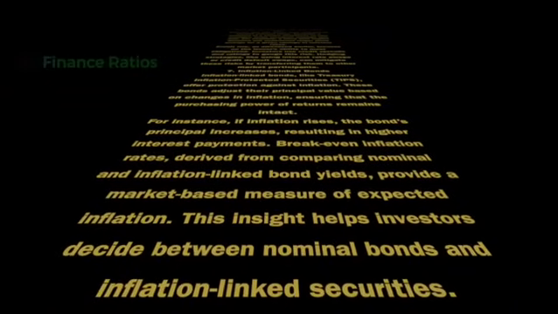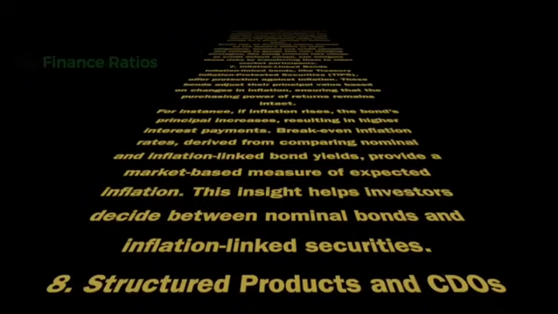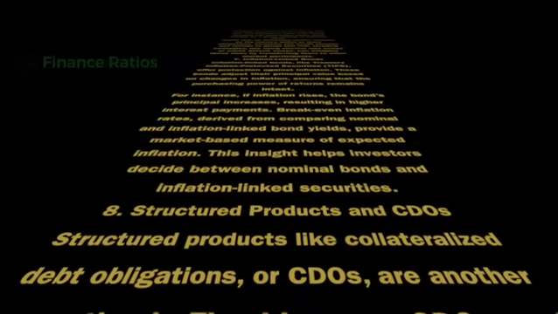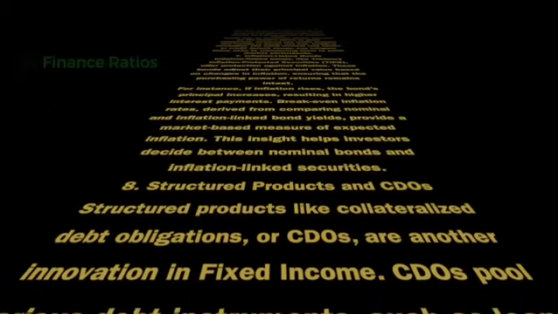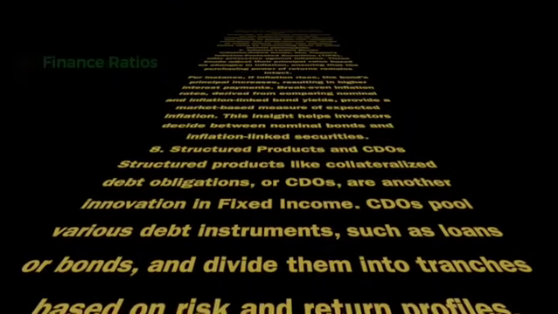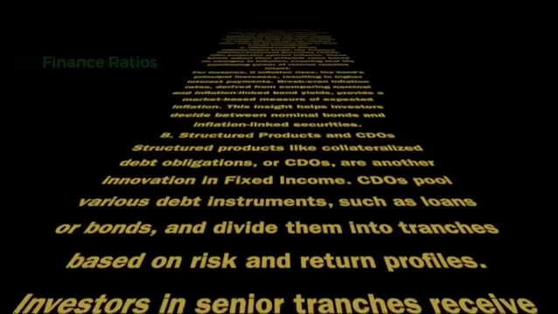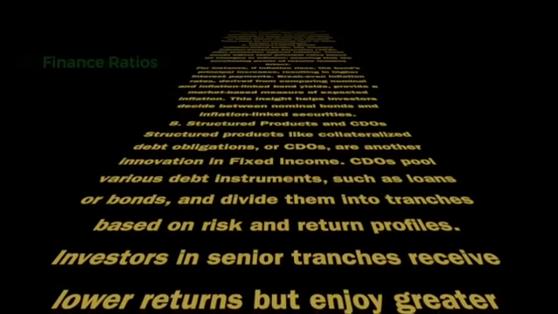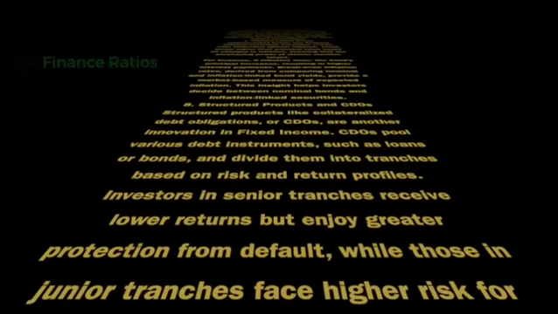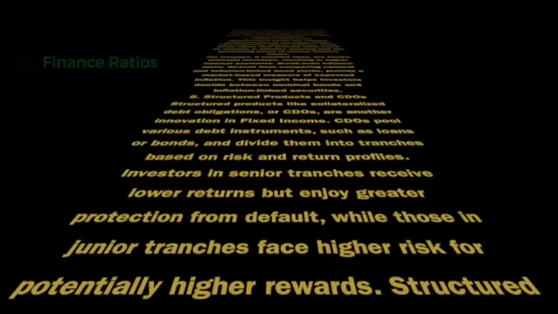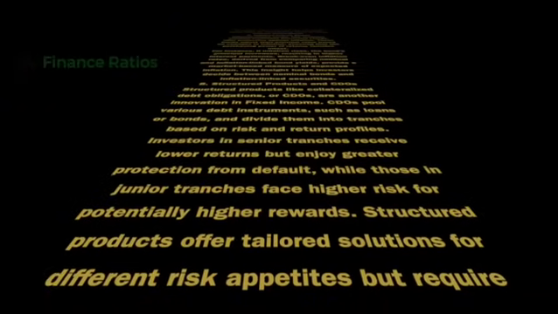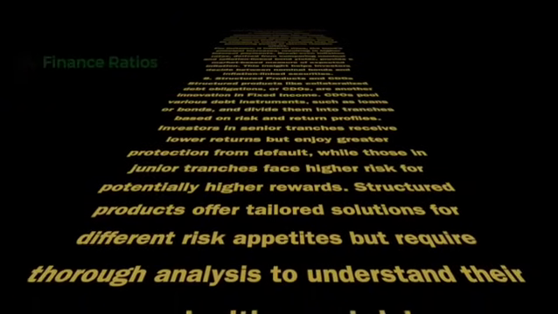8. Structured products and CDOs. Structured products like collateralized debt obligations, or CDOs, are another innovation in fixed income. CDOs pool various debt instruments, such as loans or bonds, and divide them into tranches based on risk and return profiles. Investors in senior tranches receive lower returns but enjoy greater protection from default, while those in junior tranches face higher risk for potentially higher rewards. Structured products offer tailored solutions for different risk appetites, but require thorough analysis to understand their complexities and risks.